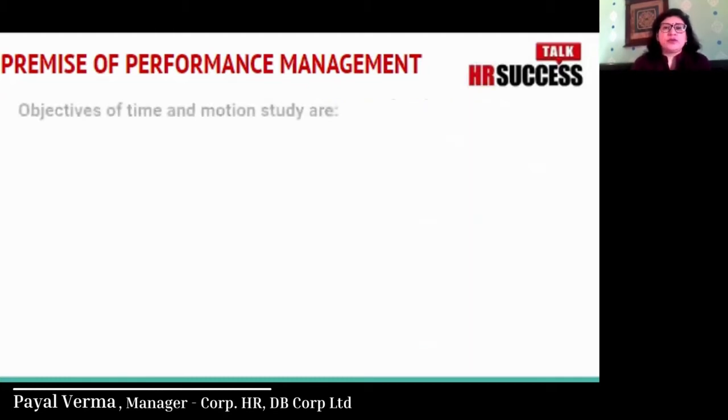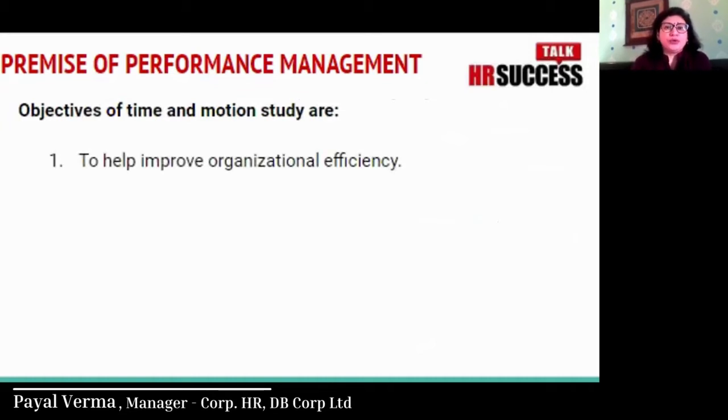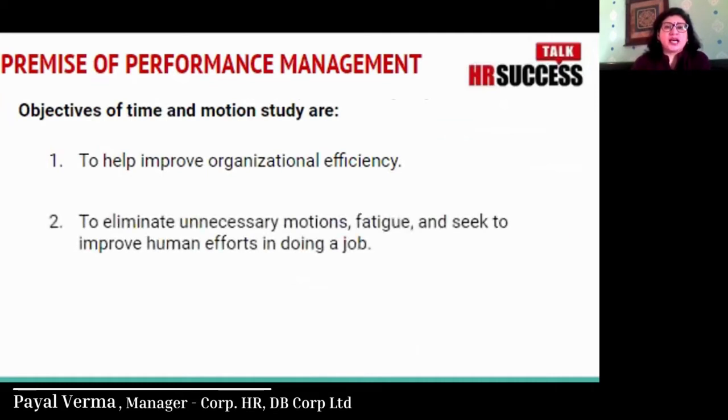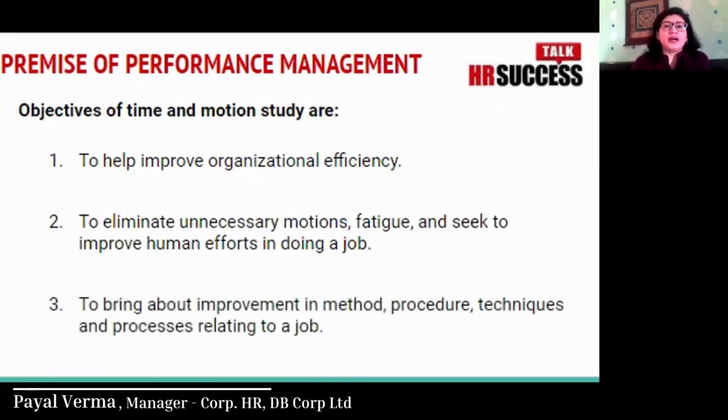The objectives of time and motion study are to improve organizational efficiency, to eliminate unnecessary motions and fatigue, and seek to improve human efforts in doing a job, to bring about improvement in methods, procedures, techniques, and processes related to a job.